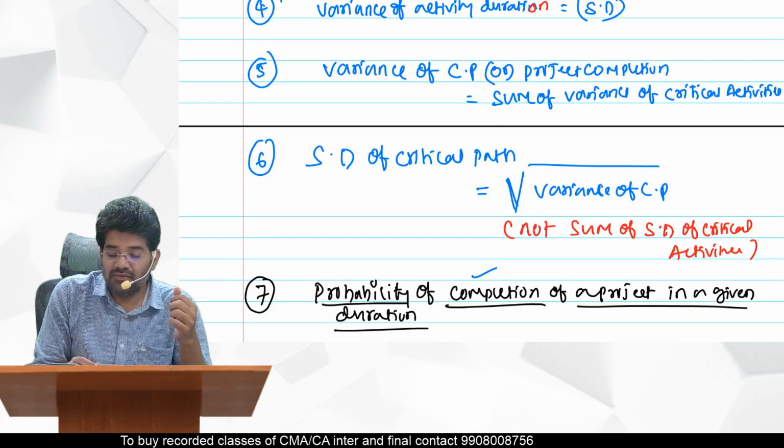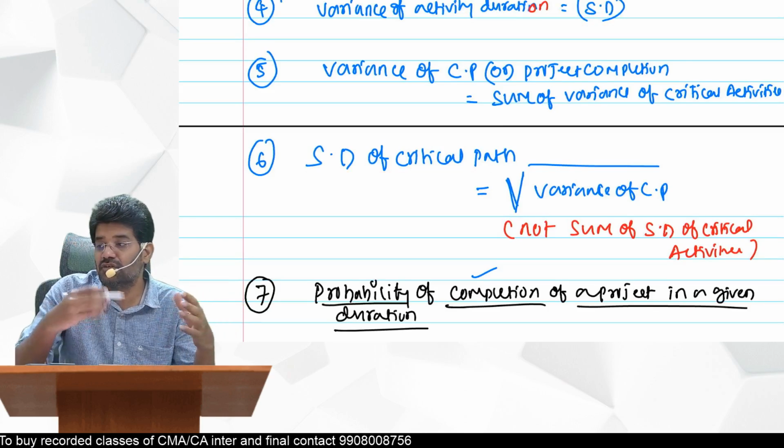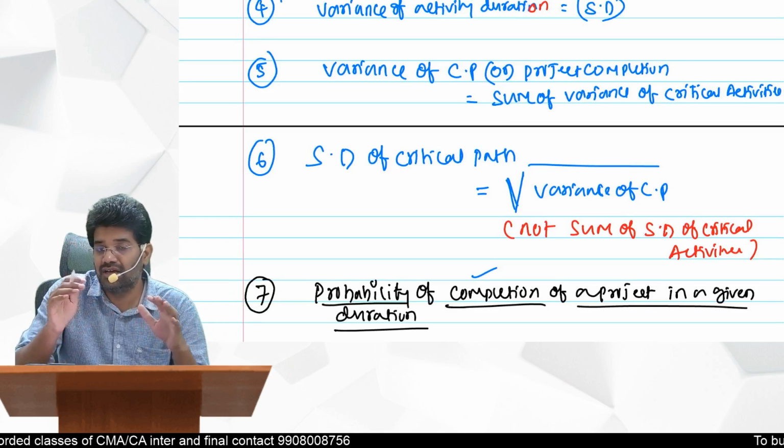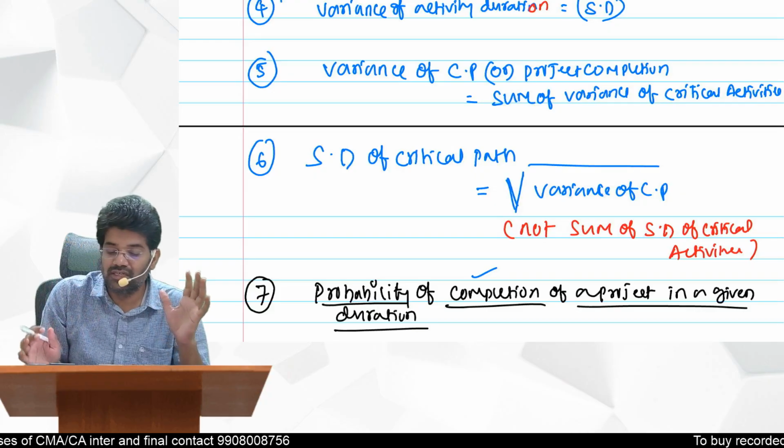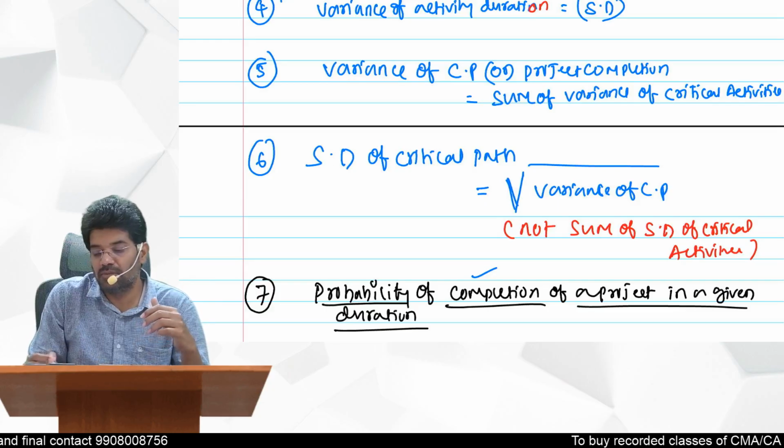Don't forget, if you want the standard deviation of the critical path, don't add the standard deviations of individual activities. Don't do that. First you should get the variance of the critical path, then on that you should apply the square root.